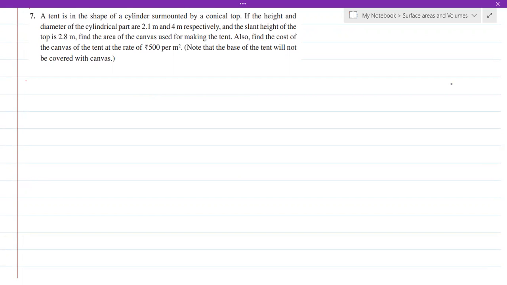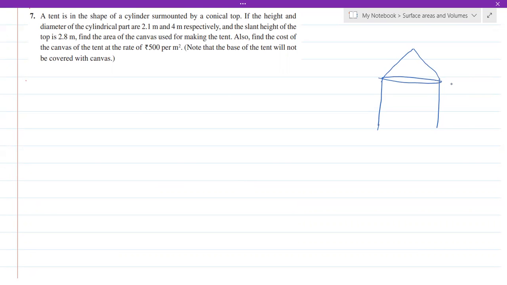Now, what we have got is a tent, and obviously you know the shape of the tent. The bottom part will be a cylindrical shape. On top of this, we have got a conical shape. It is also mentioned in the question. So the top is the cone and the bottom is the cylinder. I've just drawn a rough diagram.